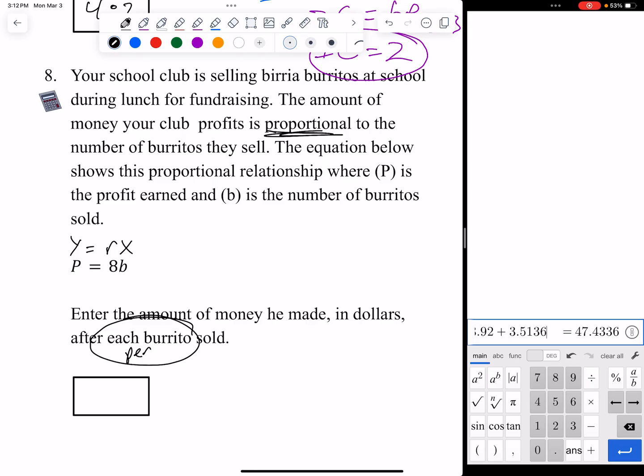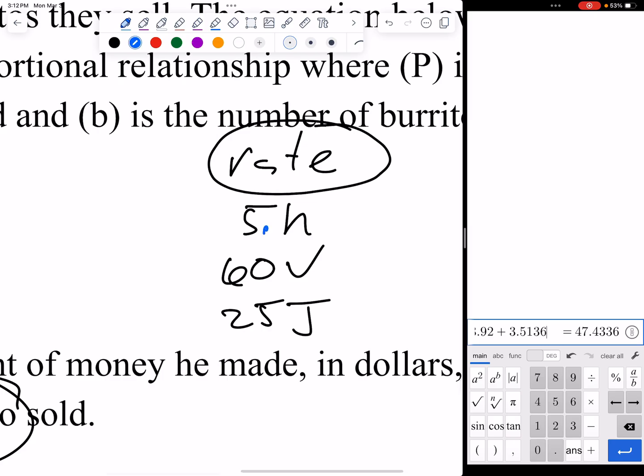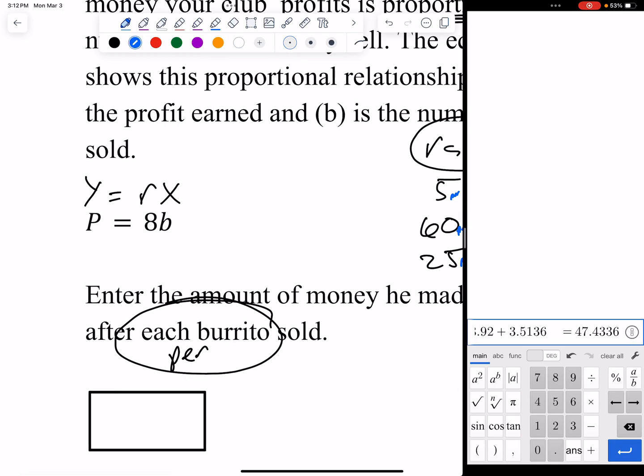That's your favorite equation. A lot of the times when you see a rate, you're going to see stuff like $5 per hot dog, so you say 5H. $60 per video game, so you put 60B. $25 per jeans, so you put 25J. It's kind of hidden, like it's per, and you just write the letter of whatever word is next to it. So can you guess what this one says? This says $8 per burrito.